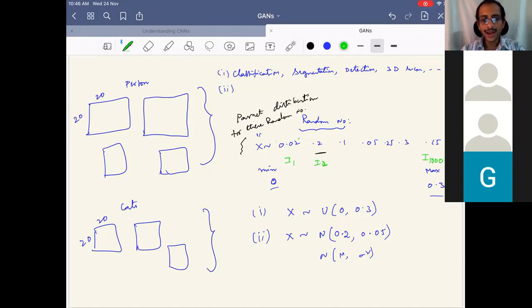So now why do you think I'm interested in understanding the parent distribution of these random numbers? My job may be to classify, segment, detect, and so on. Why do you think I may be interested in understanding the parent distribution of these random numbers? Any quick answer? If I get the parent distribution of these random numbers, what advantage do you think I will have? Assume that I have captured it somehow and said that this is the parent distribution. What advantage do you have?